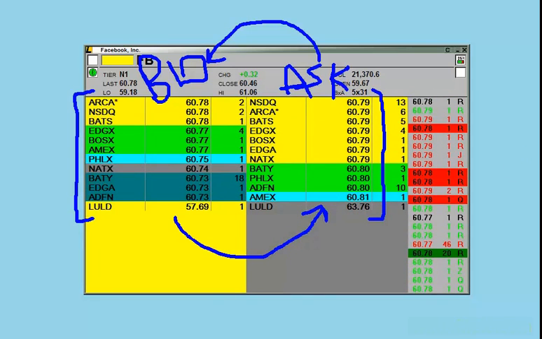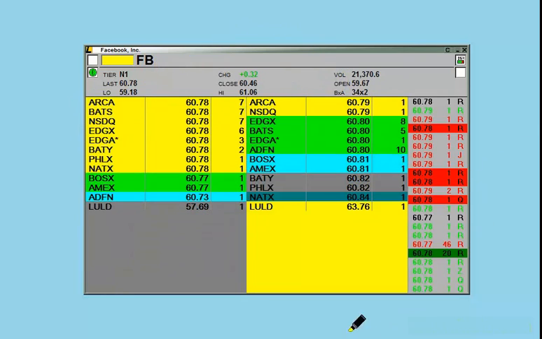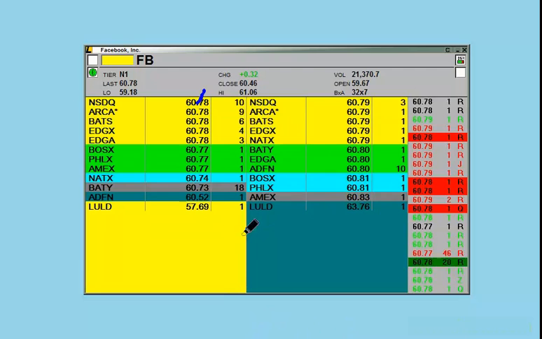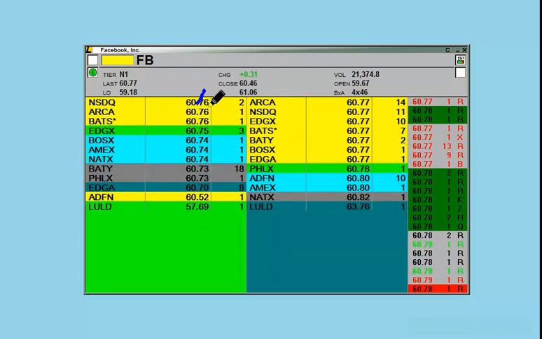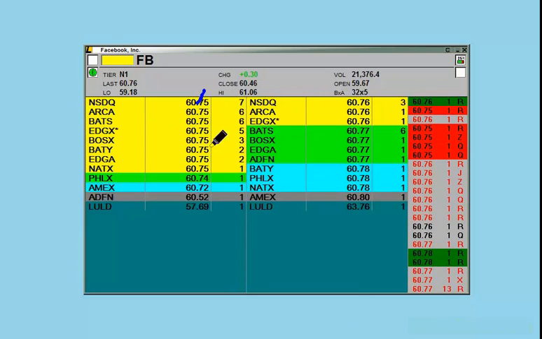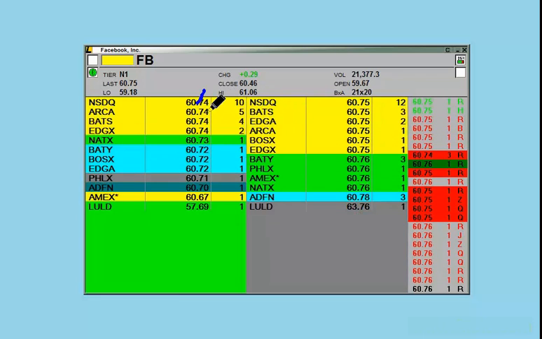So let's talk about the best offer and the inside bid. Right now, what is the inside bid? If you said 60.78, good job. Why is that the case? Well, that is simply the most the people are willing to pay. Now what just happened there? What's the inside bid now? 60.75. See what I mean about it changing? Now it's 60.74.